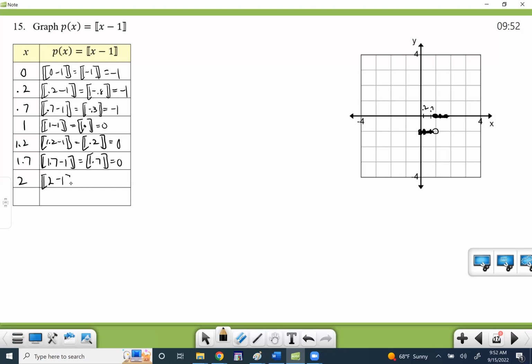2 take away 1 is just 1. And the greatest integer less than or equal to 1 is 1, right? Whole numbers stay the same. So when I plug in 2, I'm going to hop up here to 1. So what it's going to look like, let me just give you an idea. These greatest integer functions always look like little steps like this, little stairs, if you will.